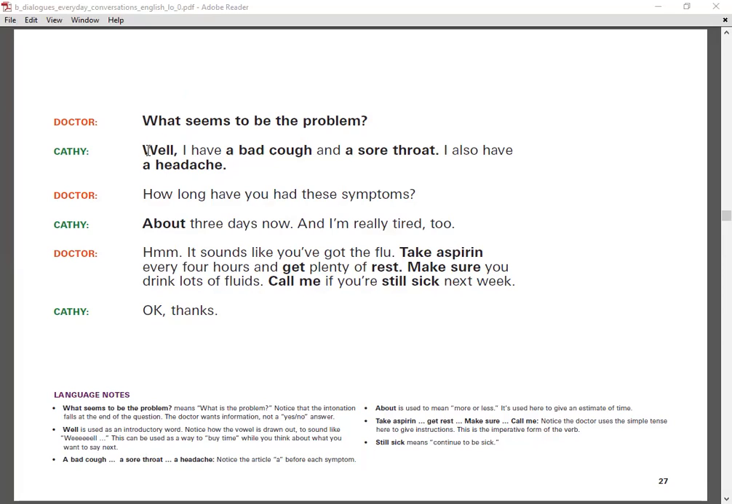An introductory word. Well, I have a bad cough and a sore throat. I also have a headache.